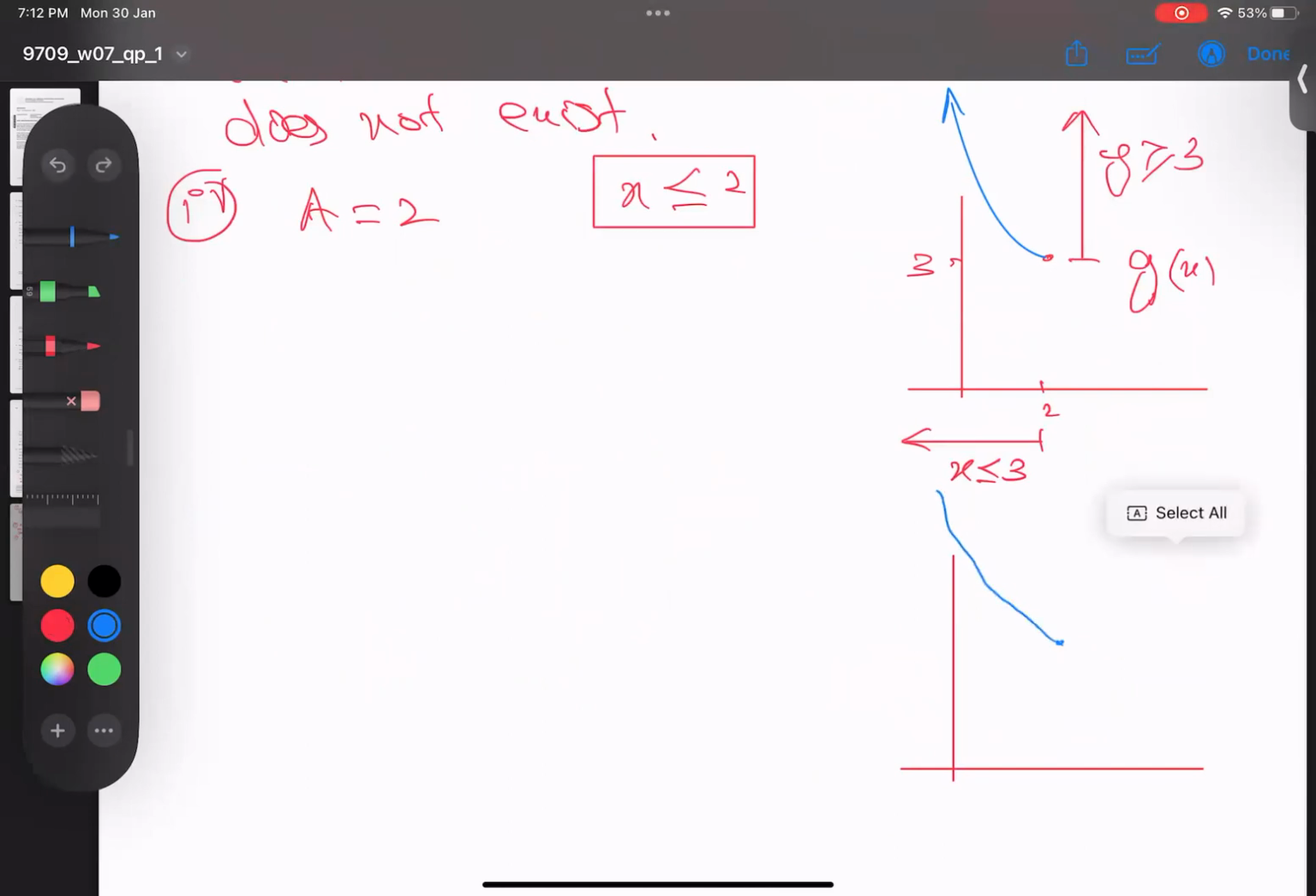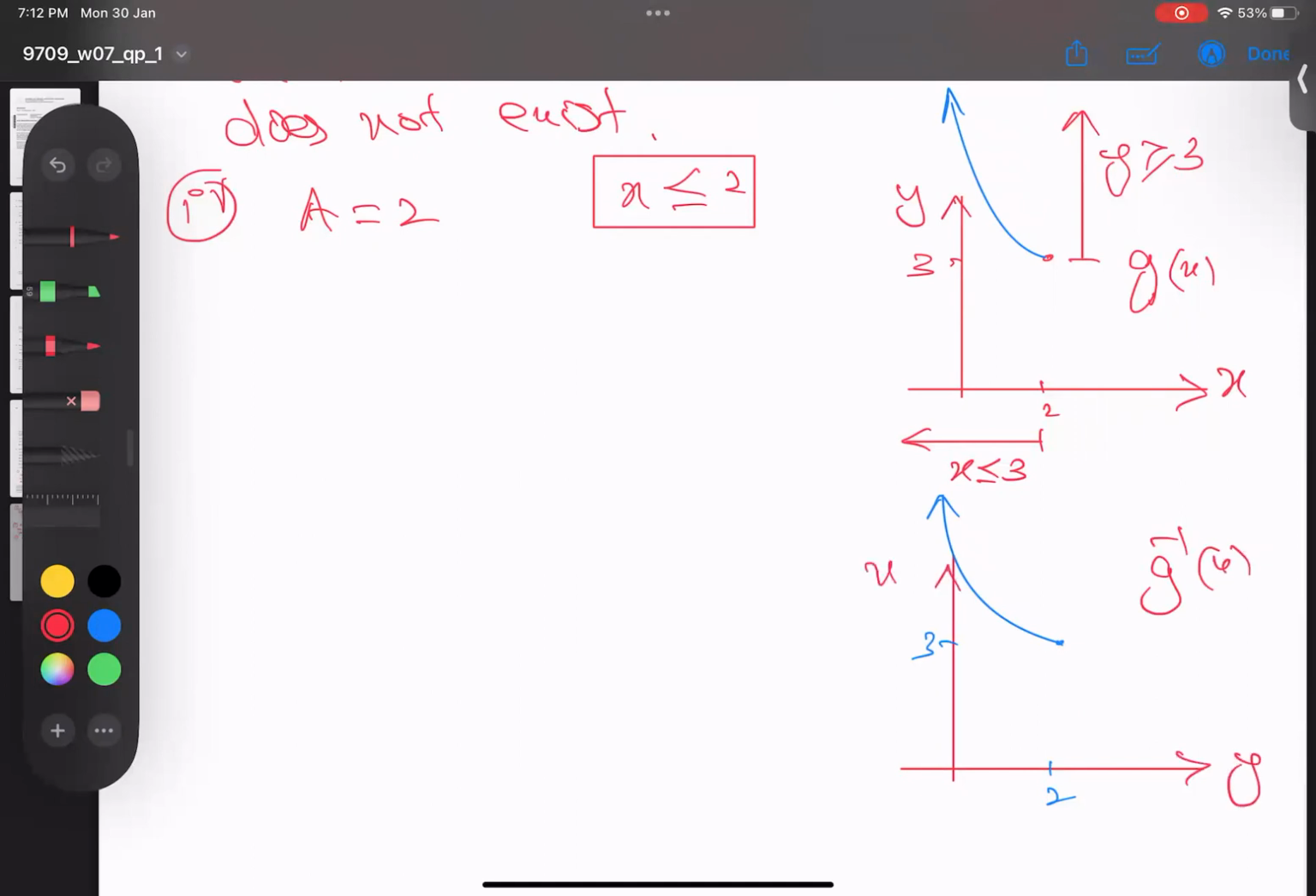Wait a minute, I make it again. This graph, I get it. And this point is 2. And this point is 3. First, this was the x-axis. This was the y-axis. Now, in the inverse function, you know what, students, what happens? This becomes the y-axis and this becomes the x-axis.